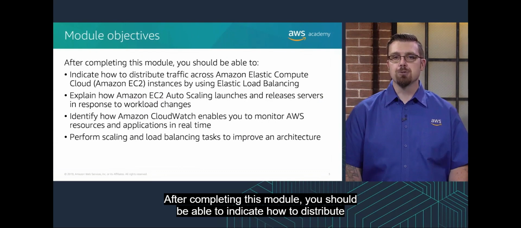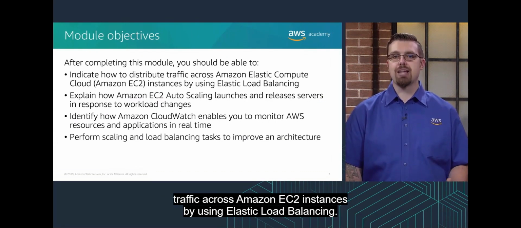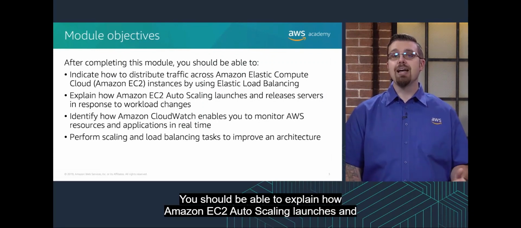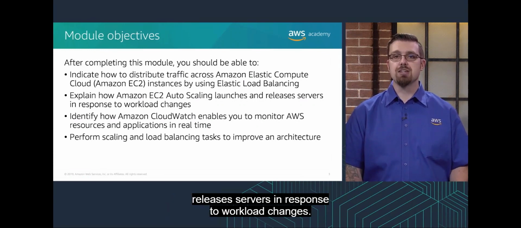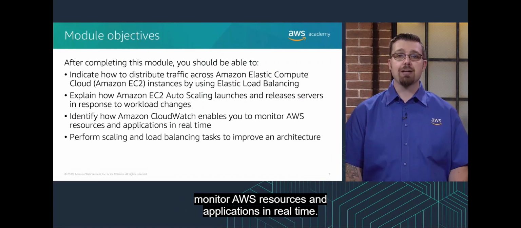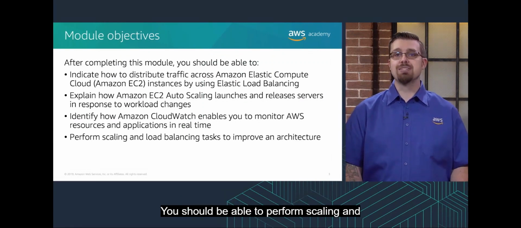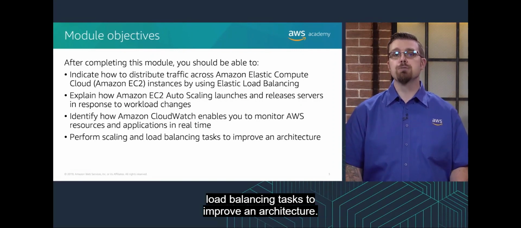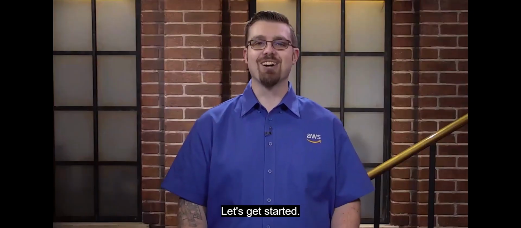After completing this module, you should be able to indicate how to distribute traffic across Amazon EC2 instances by using Elastic Load Balancing. You should be able to explain how Amazon EC2 Autoscaling launches and releases servers in response to workload changes. You should be able to identify how Amazon CloudWatch enables you to monitor AWS resources and applications in real time. You should be able to perform scaling and load balancing tasks to improve an architecture. Let's get started.